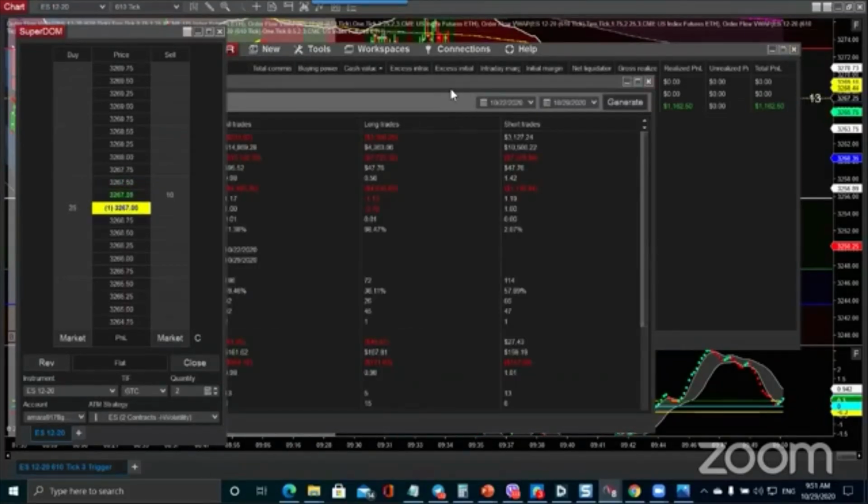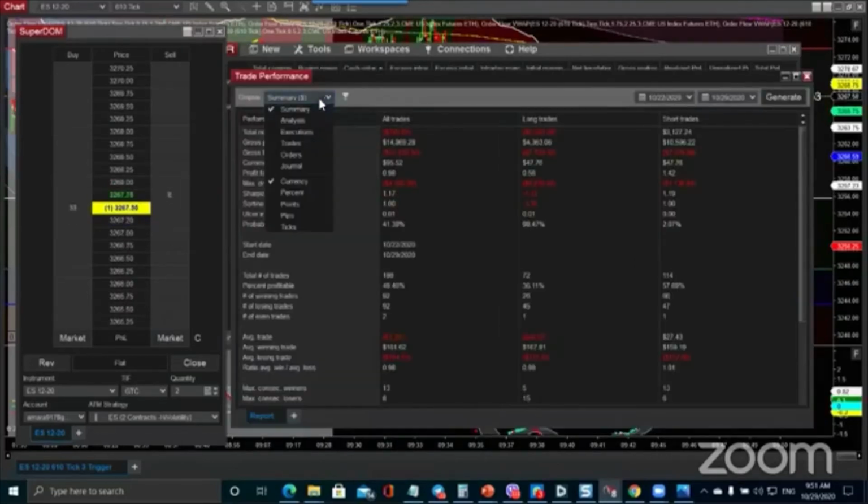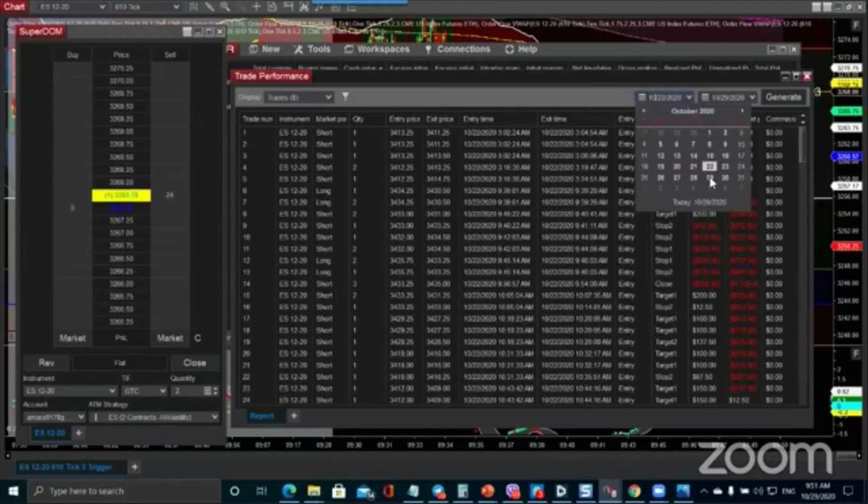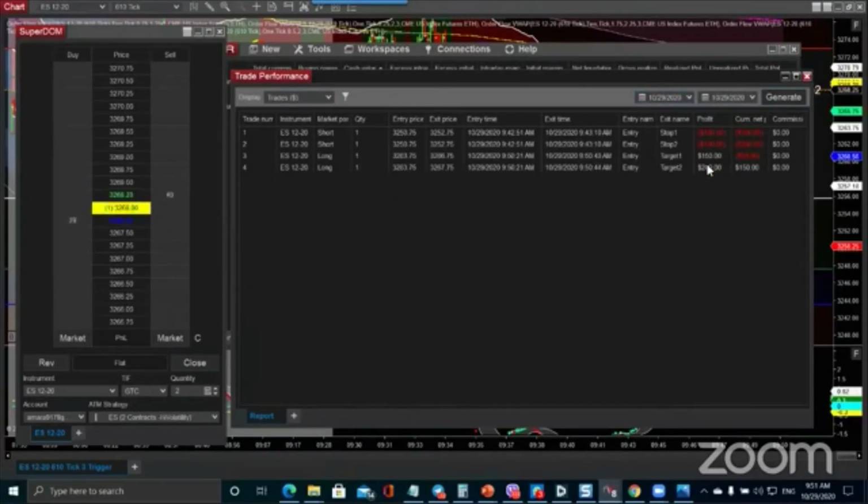So I'm checking what we did here in the trade for the morning session. There it is. We're up 150. I traded those other trades on my other PC. So this is now the morning session right here. I'm up 150. Just one more trade. We'll see what happens here.